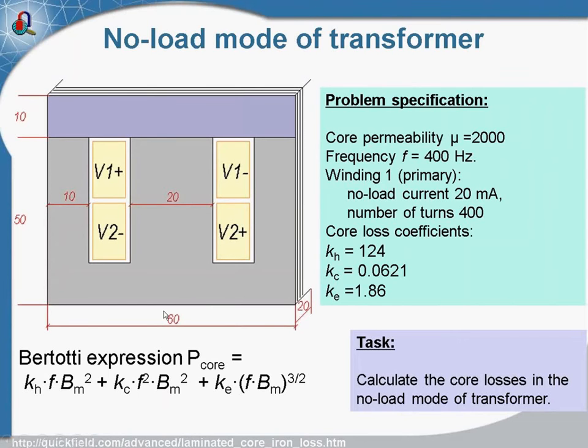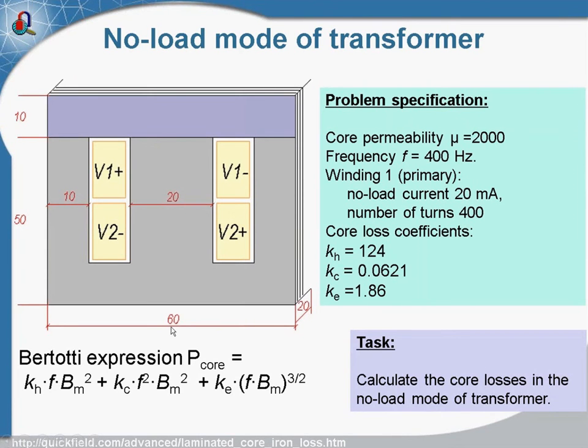This video shows the iron loss calculation in the transformer core in a no-load operation state. The task is simple: to calculate the core losses in the transformer, and the no-load mode means that the secondary is open circuit.